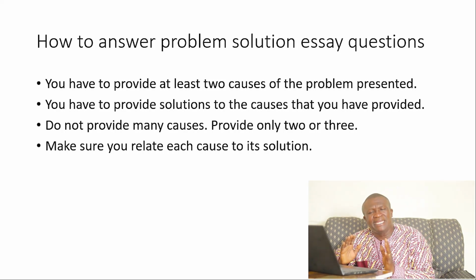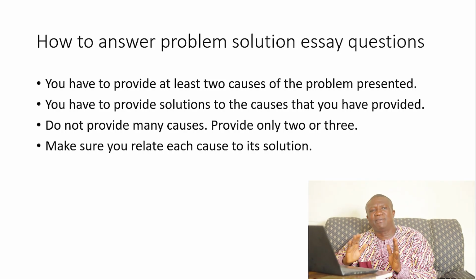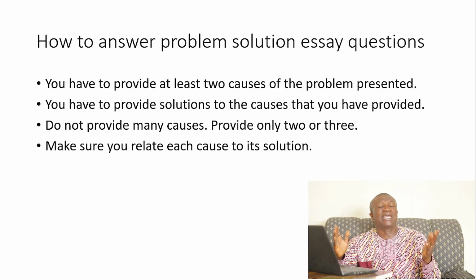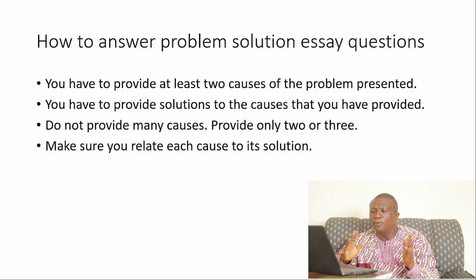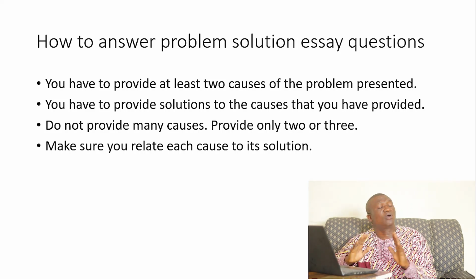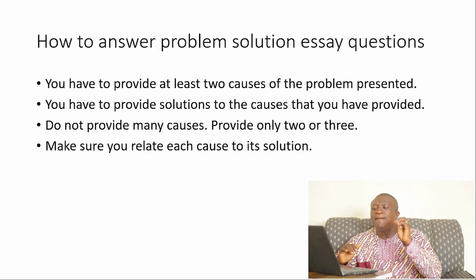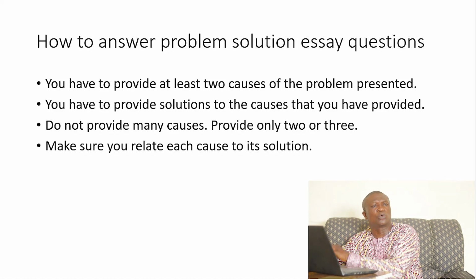Do not provide many causes. 2 causes may be okay, at most 3. Provide only 2 or 3. Great. Then make sure you relate each cause to its solution. Right? So you are providing 2 causes. Cause 1 should have its solution. Cause number 2 should also have its solution. So that is how you respond or answer this type of IELTS questions.